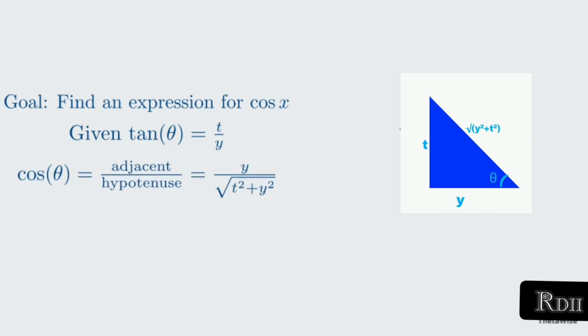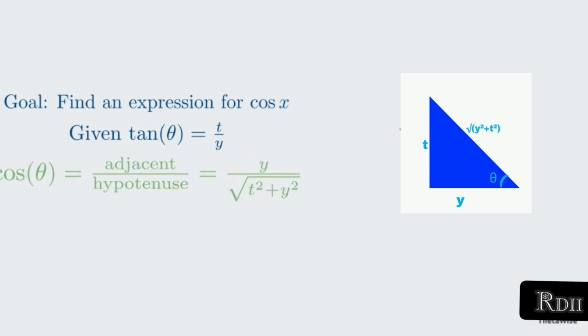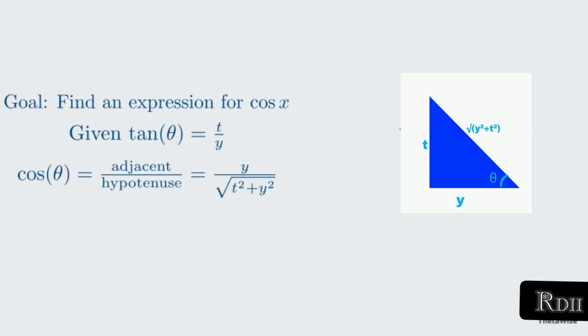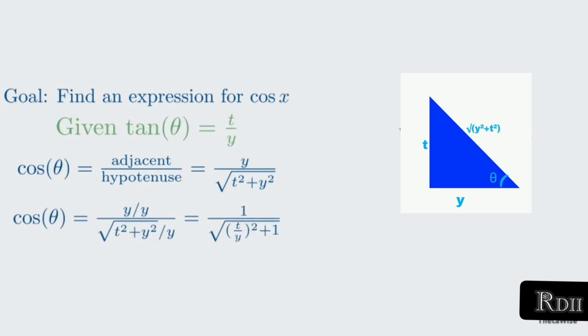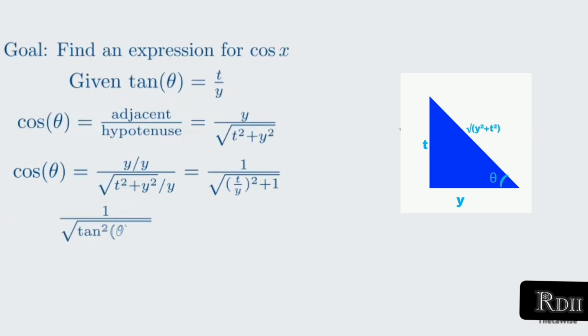Let's perform a bit of algebra on this expression. If we divide both the numerator and denominator by y, we can rewrite cosine of theta in a slightly different form. By dividing by y, we get 1 over the square root of (t over y) squared plus 1. Notice that inside the square root we have t over y, which is just our tangent of theta. This confirms a fundamental trigonometric identity: 1 over the square root of tangent squared theta plus 1 equals cosine theta.